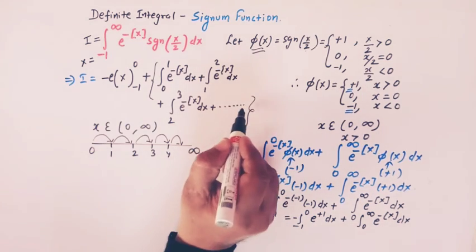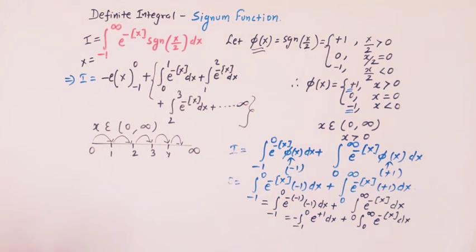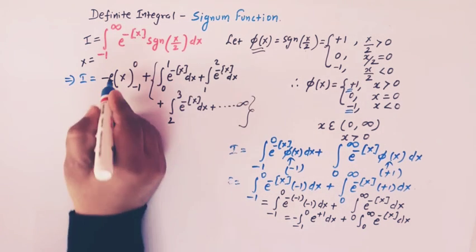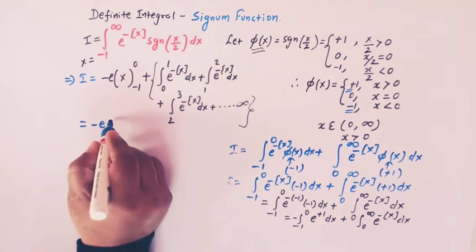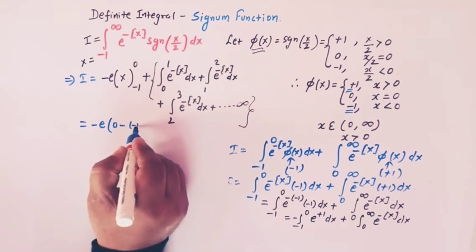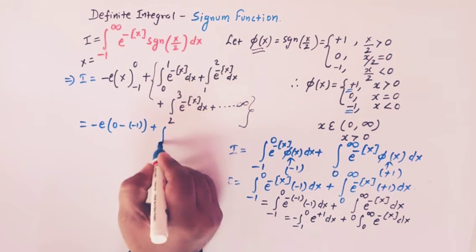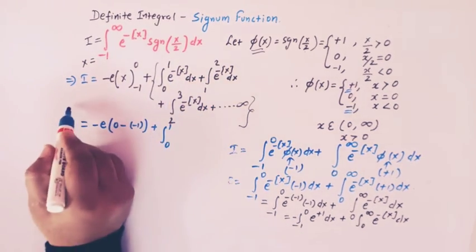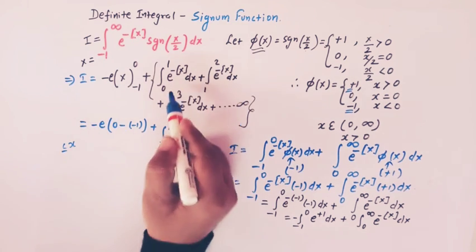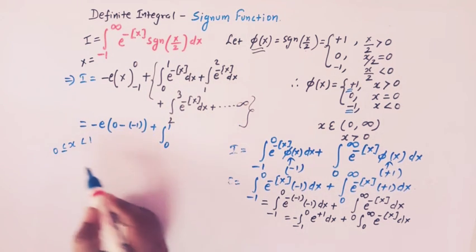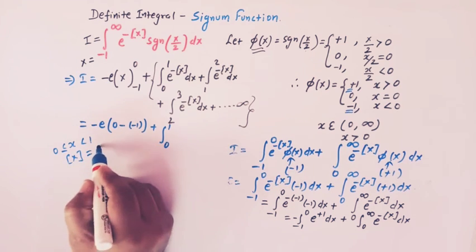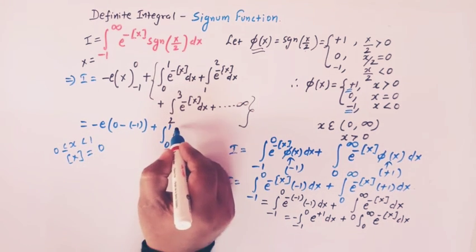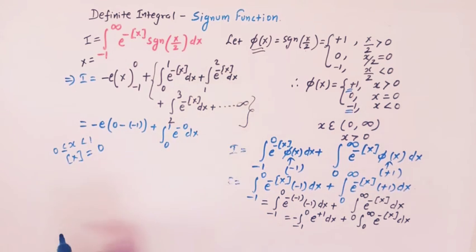Okay, so now we can further write this expression as minus e, and here we have 0 minus minus 1, and here we have 0 to 1, and when x lies between 0 and 1, then the value of greatest integer x is 0. So we have e raised to minus 0 dx, right?